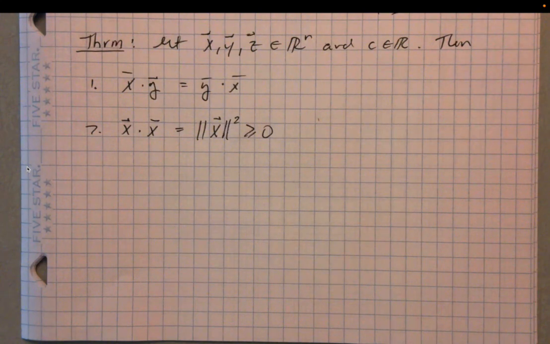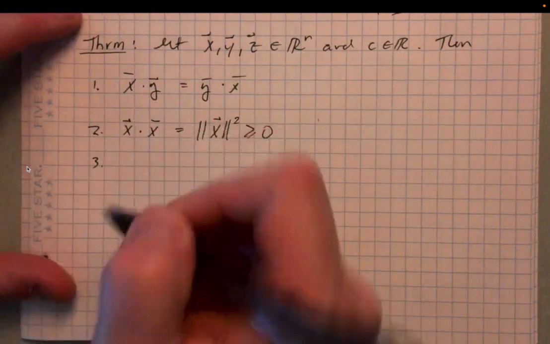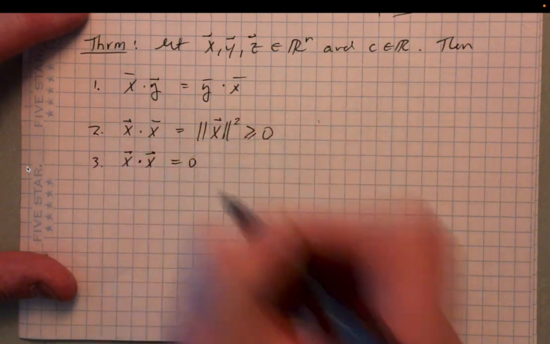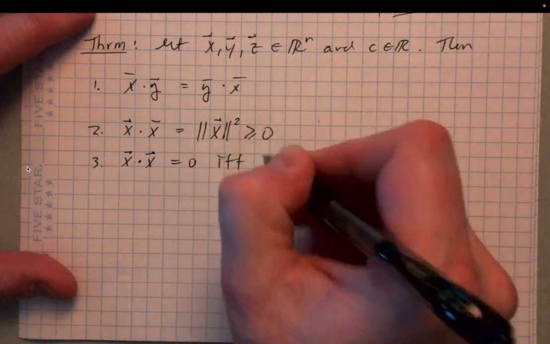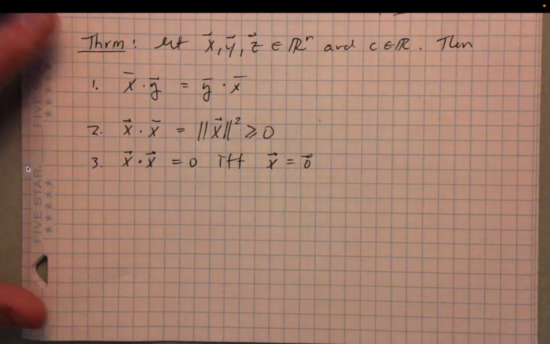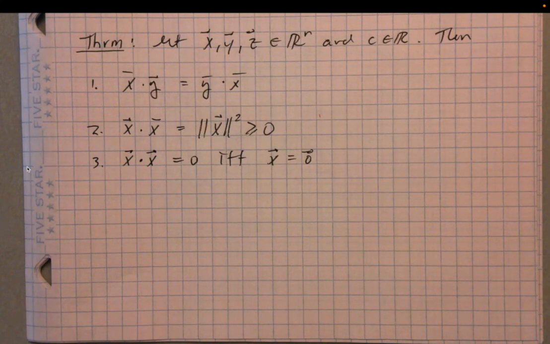And we'll come back through and prove a couple of these. Some of these are very straightforward to prove, but let's keep moving. Let's take a look at another one. X dotted against itself equals zero if and only if the vector X is the zero vector. So number two says that dotting a vector against itself is equal to the square of the norm of the vector, and it's always greater than or equal to zero. Number three says it's equal to zero if and only if X happens to be the zero vector.